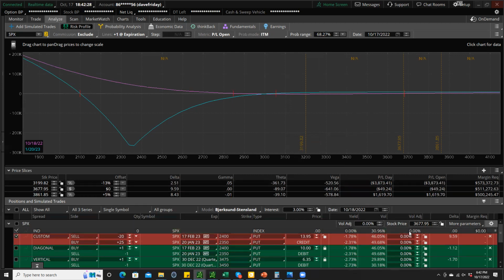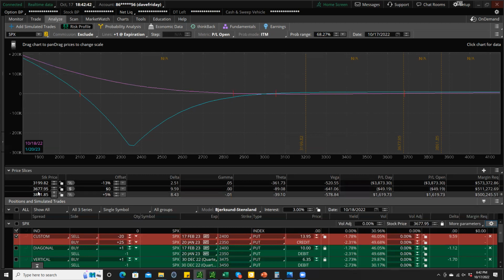Even if the market was to drop, let's say that it dropped. And if you don't know how to turn this on, just hit this little gear. That's what opens these. Let's adjust the stock prices right now at 3677.95. Let's change that. Let's say that we had a 100-point drop in the market.